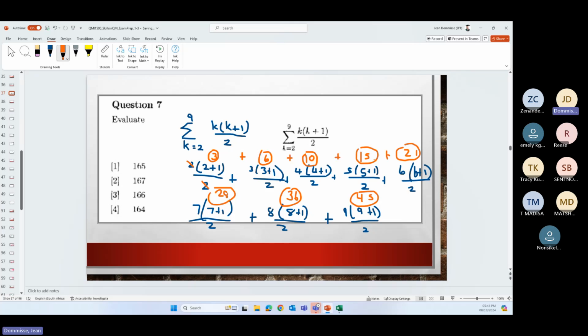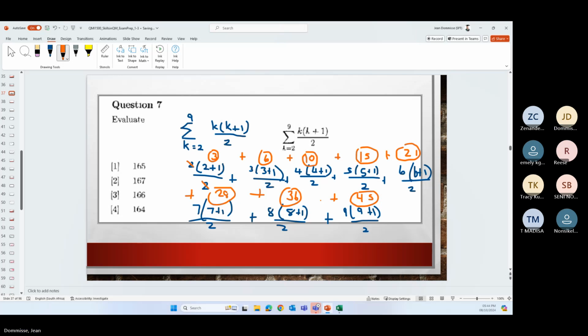Again, this is not a quick process, which is unfortunate because it's not a difficult one, but it is time consuming. And that is normally the problem with these ones, it does take a lot of time, and it's very easy to make a mistake. And the answer is 164.